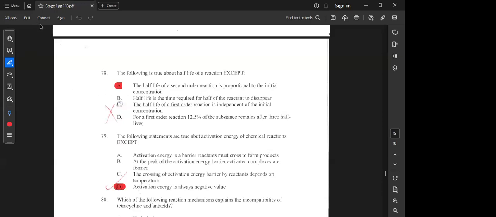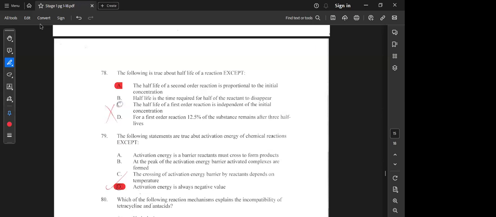Okay, got it. According to the picture I've sent on the group, which summarizes how half-life works for each reaction, if you increase the concentration for second order, the half-life will decrease. So that means they're not proportional. They're inversely proportional. And what about choice C?